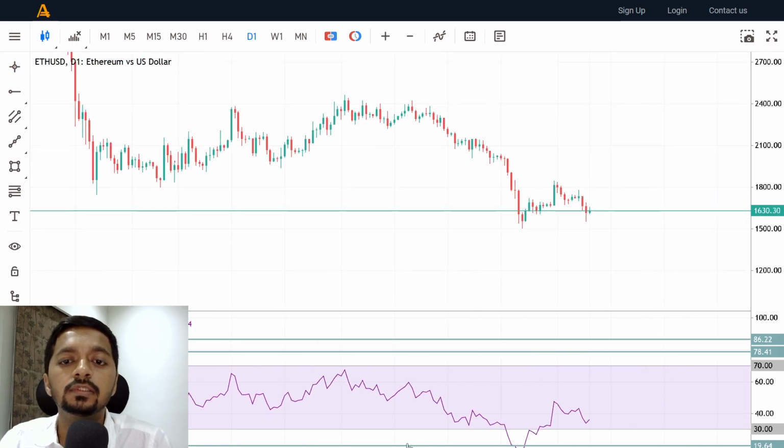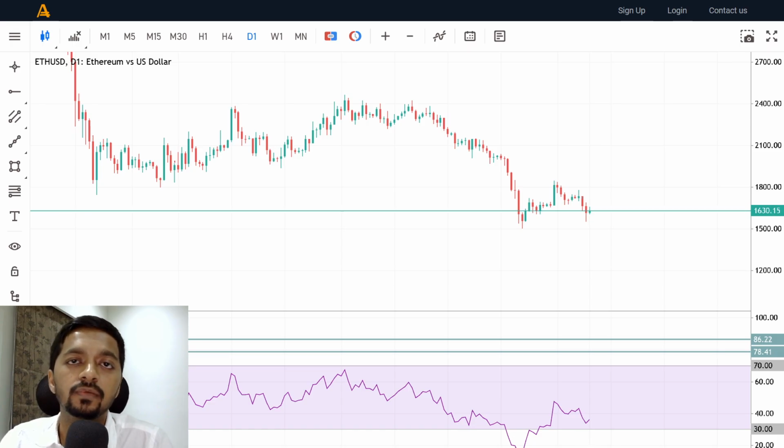And now another low is being made. So what we can do is mark this also. As and when price hits this level and RSI value hits this level, there is a probability that it can bounce back in the most efficient manner.